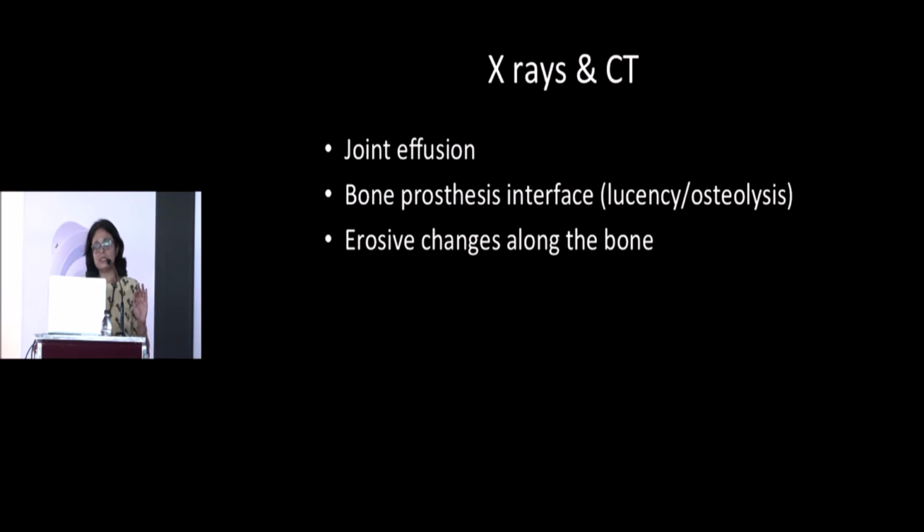X-rays are the primary imaging modality done in everyone. CT is useful to look for osteolysis. There are times when MR, due to the artifacts, osteolysis may not be seen well. CT shows osteolysis better at such times. Also, if there are erosions along the bones, they would be seen better with CT. But having said that, MR can still show you the osteolysis. You need to get the sequences and the way you acquire these images right.